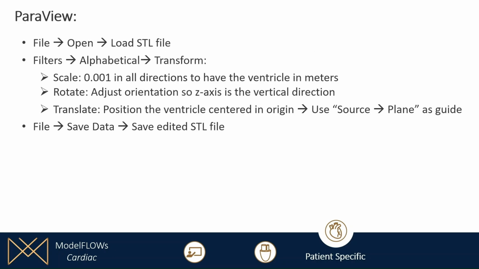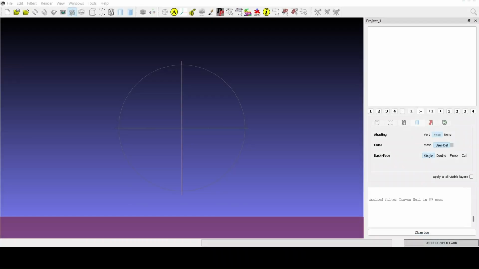And afterwards, we're also going to use ParaView to apply some scaling, some rotation, and some translation, so we orient and have our left ventricle well positioned. So now, as I said, we're going to go to MeshLab, and we're going to apply the repairing and the removing of the unnecessary parts.